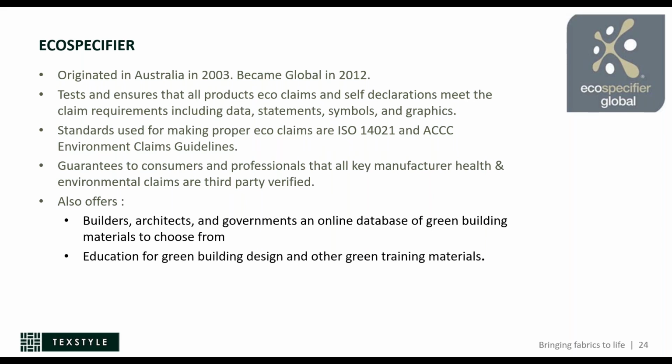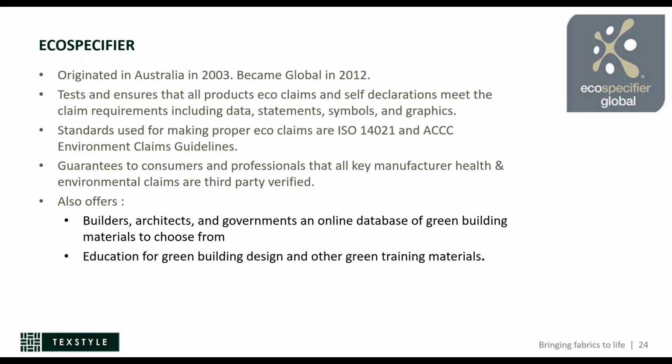The organization, Eco-Specifier, originated in Australia in 2003 and became global in 2012. But it still has not really infiltrated other markets as much as it has in Australia, which is why, like I said, you probably haven't heard of it before. Eco-Specifier tests to ensure that all products' eco-claims and self-declarations are true and meet the claim guidelines for statements, symbols, graphics. Denise was talking about an ISO earlier that is very similar. It was a slightly different number than the ISO that Eco-Specifier uses. The standards that Eco-Specifier follows for making proper eco claims are ISO 14021 and ACCC Environment Claims Guidelines.